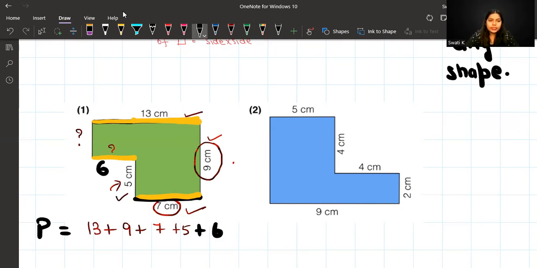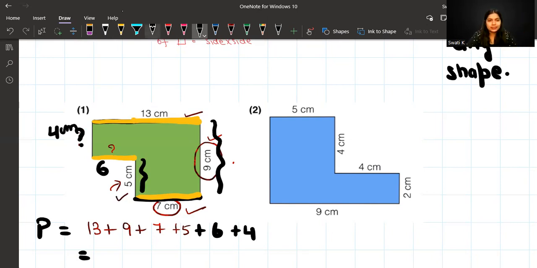And next, talking about this one. Of course, in the same way, this is 9 and this is 5, so 9 minus 5 is going to be 4. So this is going to be 4 centimeter, and it is of course going to be plus 4. Now we simply have to add them and we will get the perimeter.